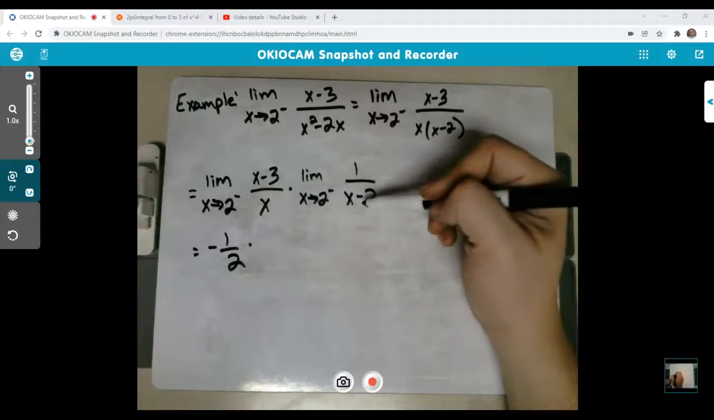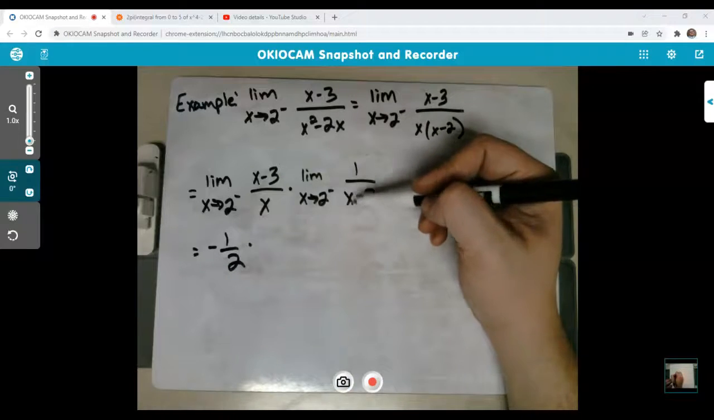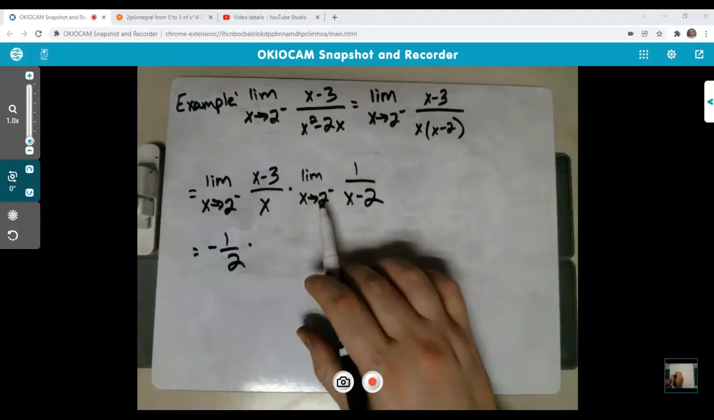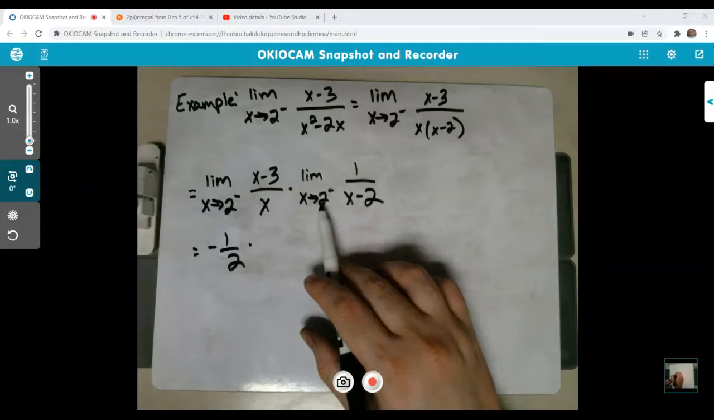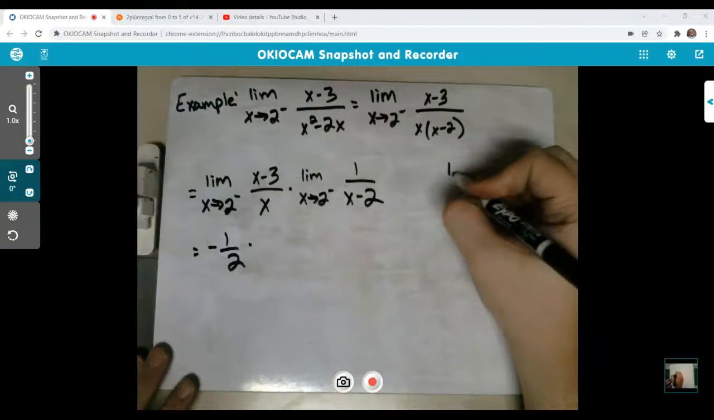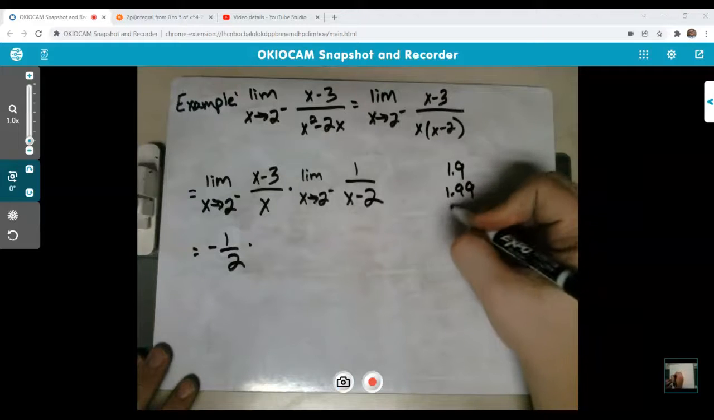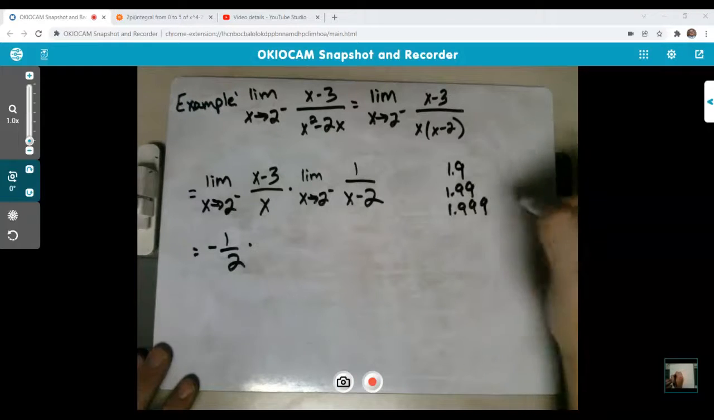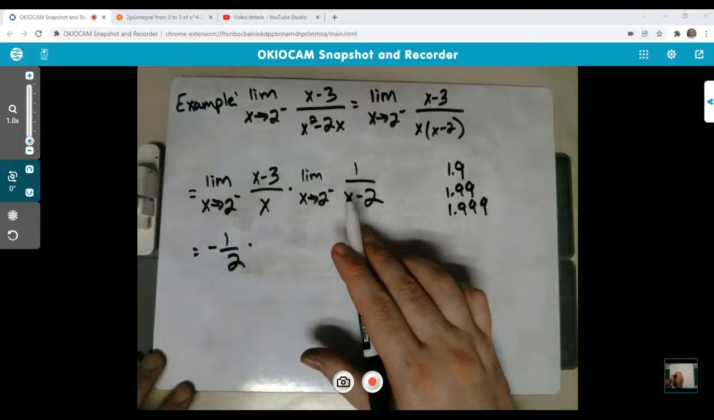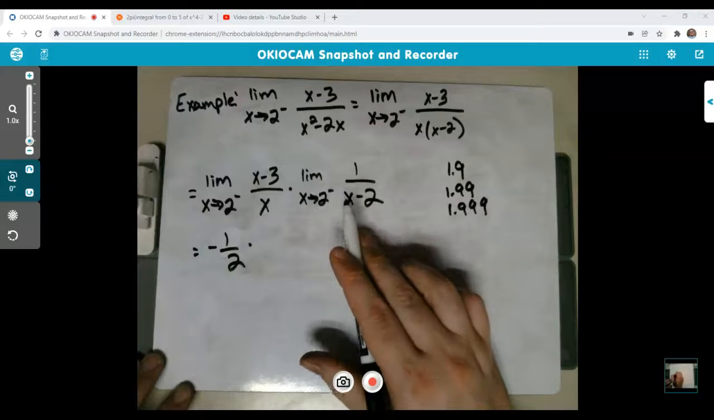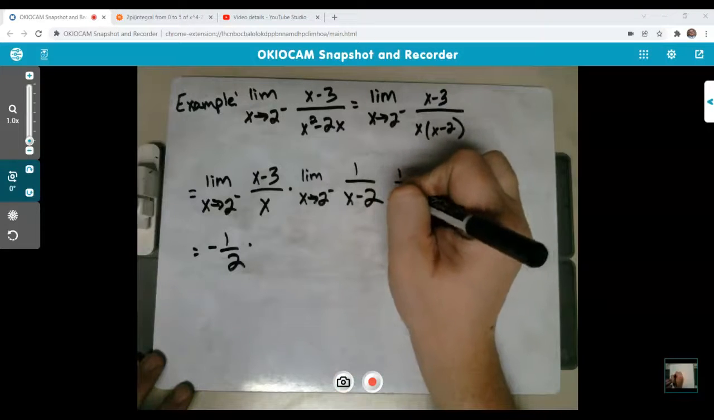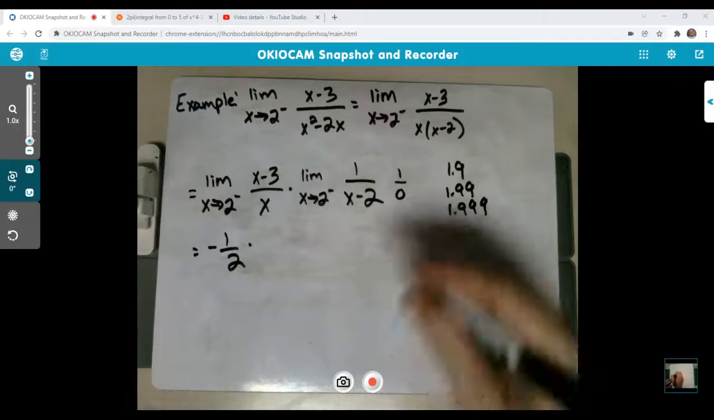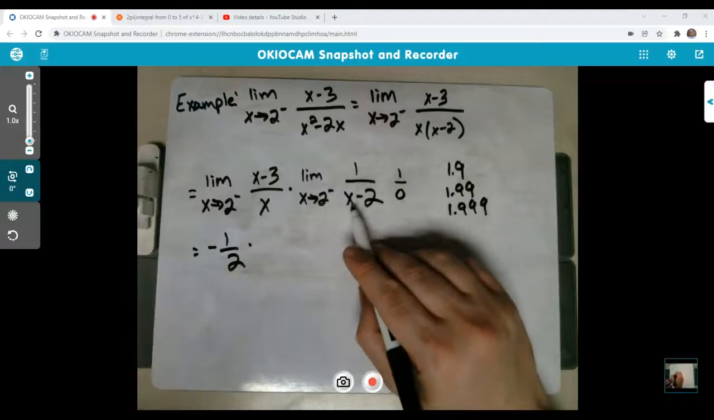Times, let's see what happens right here. Okay. So I'm plugging in numbers getting really close to 2 on the left-hand side right there. So that means I'm doing like 1.9, 1.99, 1.999, and on and on and on. As I'm plugging in numbers getting closer and closer to 2, I can see this is getting closer and closer and closer to 1 over 0, right? Because that's what will happen here.